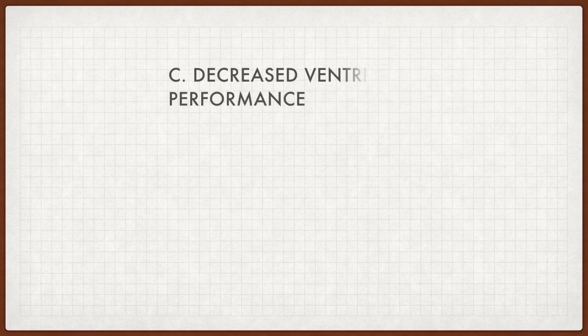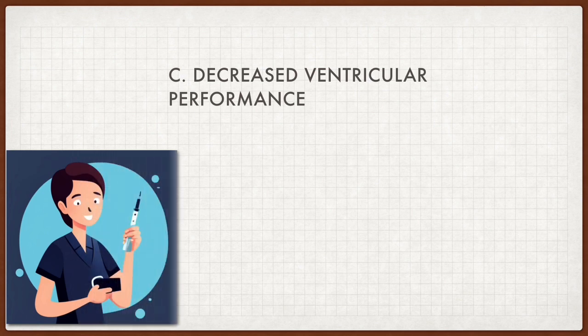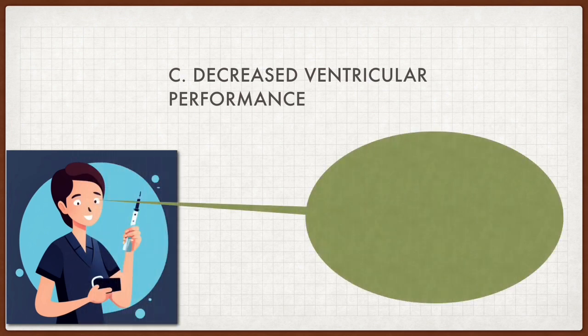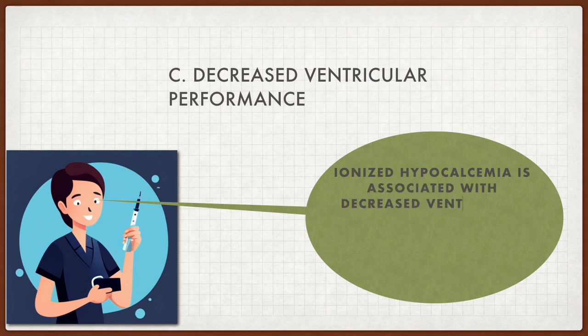C. Decreased ventricular performance. Ionized hypocalcemia is associated with decreased ventricular performance and peripheral blunting of the hemodynamic response to catecholamines.